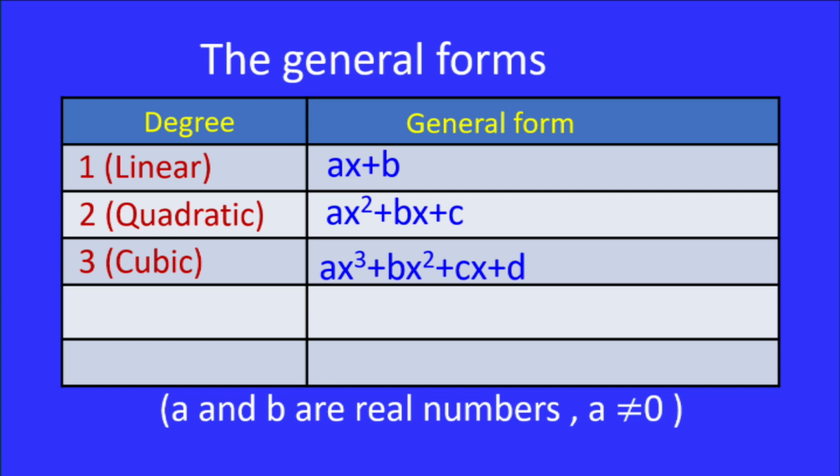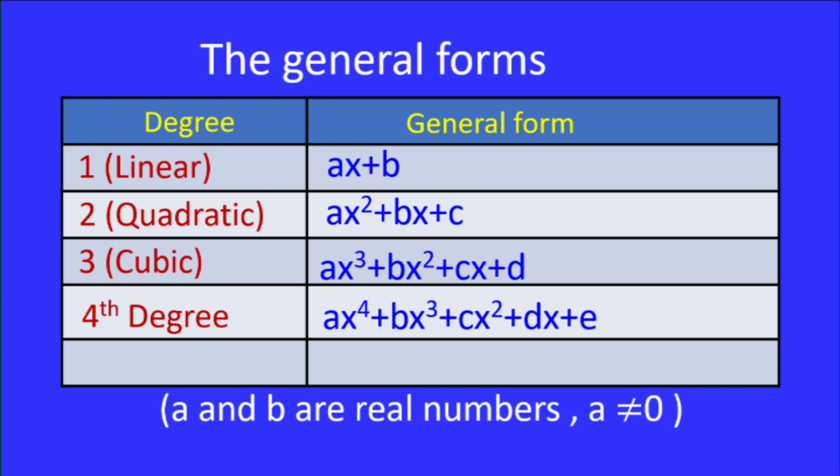How many terms does it have? 4. And in the general form of quadratic, how many terms are there? 3 terms are there. If you want to write the fourth degree general form, how many terms can we write at maximum? Okay, yes, 5. So just have a look here. ax to the power of 4. Here the first term where we are writing a should not be equal to 0. ax to the power of 4 plus bx cube plus cx square plus dx plus e.